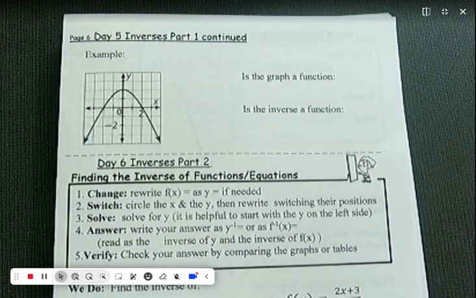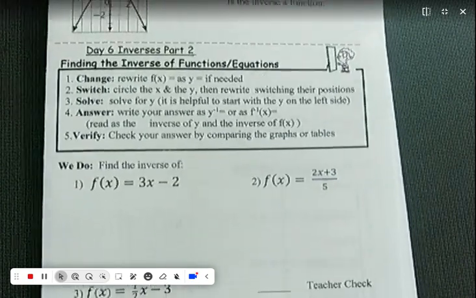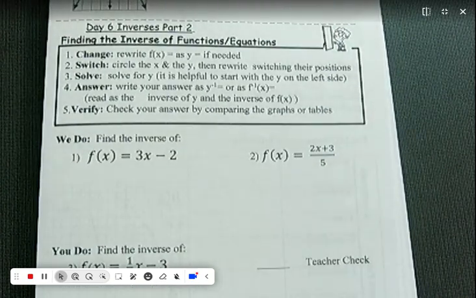All right, Algebra 2. If you were absent for day 6, inverses part 2, this is the video notes that you need. So we're going to go through these directions.